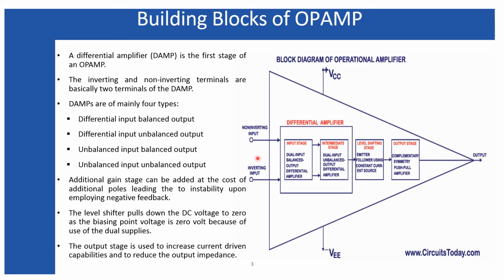The level shifter is used to ensure that the biasing voltage must be at 0 volt, because when these previous operations are done, there may be a possibility that the biasing voltage level gets shifted. So this level shifter basically shifts that biasing voltage down to 0 volt, because due to the presence of this dual supply, the biasing voltage is at 0 volt. I will explain. And the last one is the output stage.